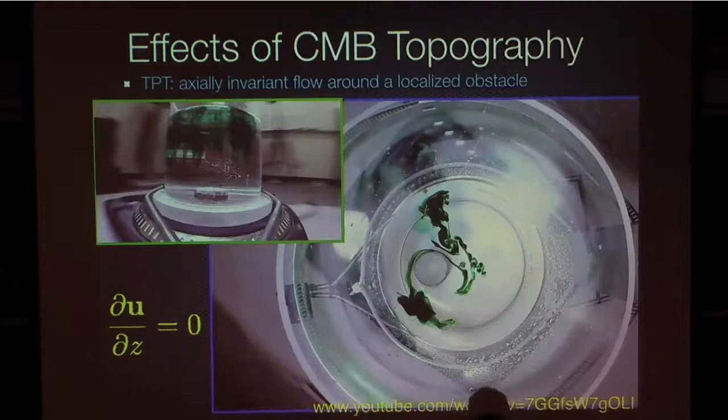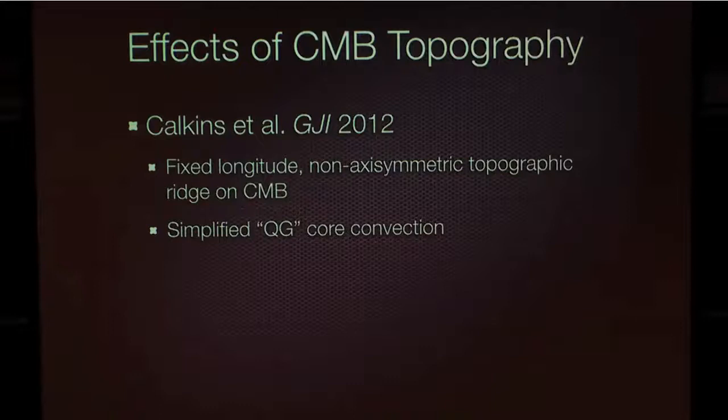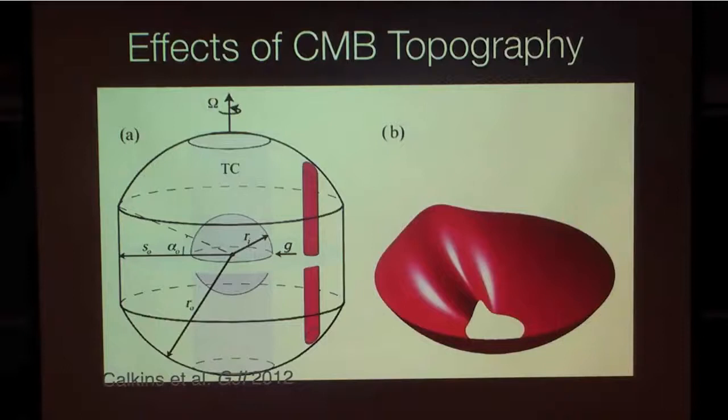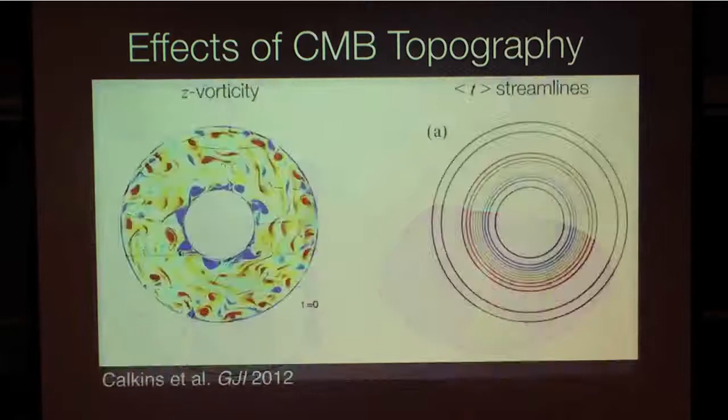So let's look at Mike Calkins's paper from 2012. What he did was add a topographic ridge. It goes down along a line of longitude, and it's a Gaussian, pretty broad and very deep. Why is it deep? It's deep because the Ekman number is not very high. The Ekman number here is 10 to the minus 6. If we made it 10 to the minus 15, it could be tiny, and the two co-scale. Here it's pretty deep though, but we just want to show the physics.